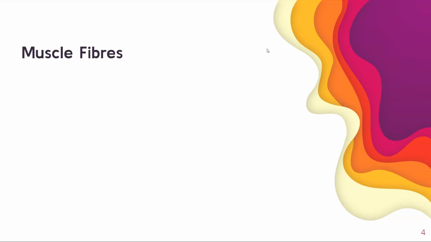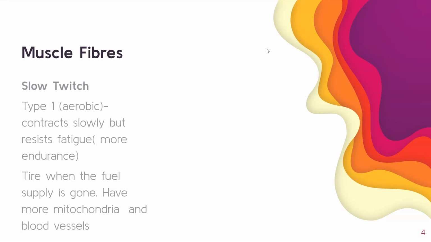a muscle. So a muscle fiber is surrounded by sarcolemma, by the sarcoplasmic reticulum, and all those things. The first one we're going to talk about is slow twitch. This is the type 1 or aerobic one, which essentially contracts a little bit more slowly, which therefore resists fatigue. It has more endurance. These only tire when your fuel supply is gone. Later in this slideshow, we're going to talk about what we mean by fuel supply.